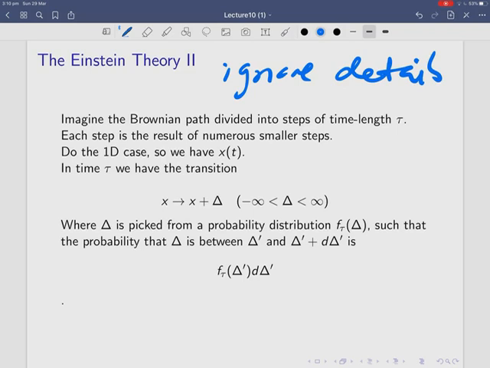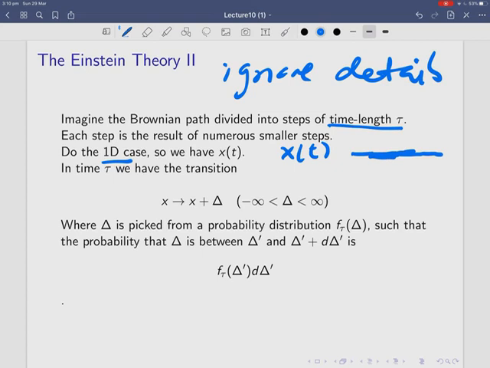So we imagine the Brownian path divided into steps of time length, here a time length rather than a length, tau. Each step is the result of smaller steps which we can't even see. So we're going to have the case of one dimension, and we're going to have some walk x of t, just walking like this, like this.